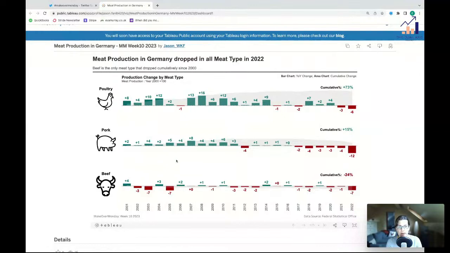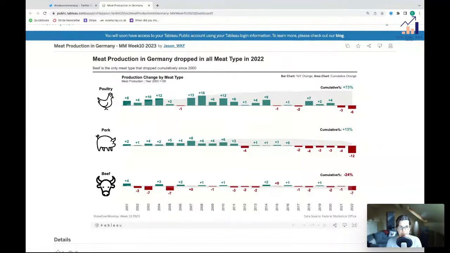So, when you look at the increases and the decreases, there was more decrease than increase, whereas the other meat consumption increased, which I guess is partly to say people have moved from beef to pork and to poultry.